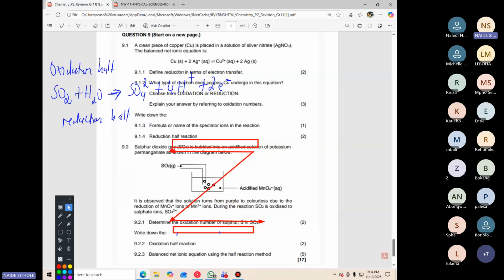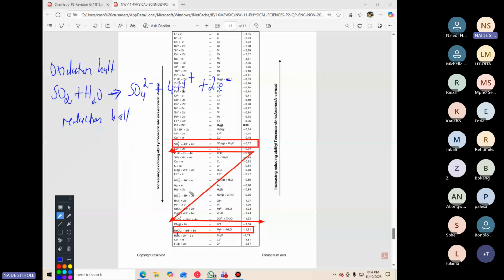Okay, right? Then what do we then have? Balanced net ionic equation using the half reaction method. If we want the balanced net ionic equation, that means the following step is that we need to also write the reduction half. How do we write the reduction half? Remember, with the reduction half, I said do not change anything. Write it from left to right. And then 8H plus 5E to give us what? Mn2 plus 4H2O. Right. This is an interesting one.